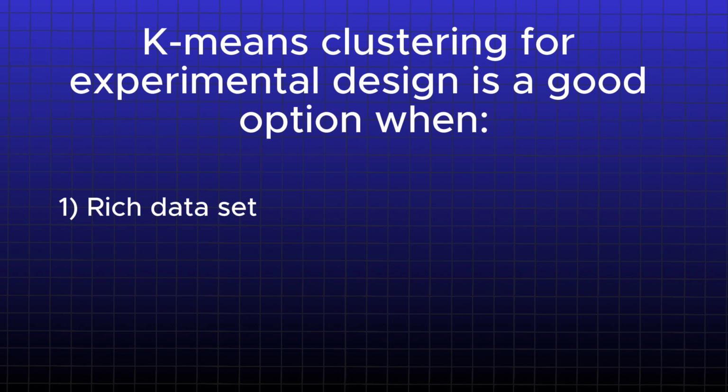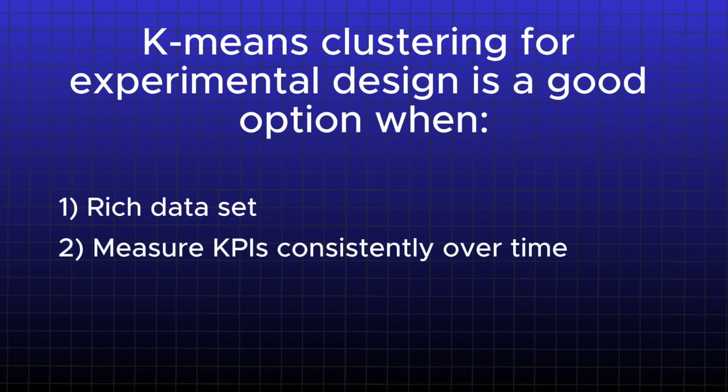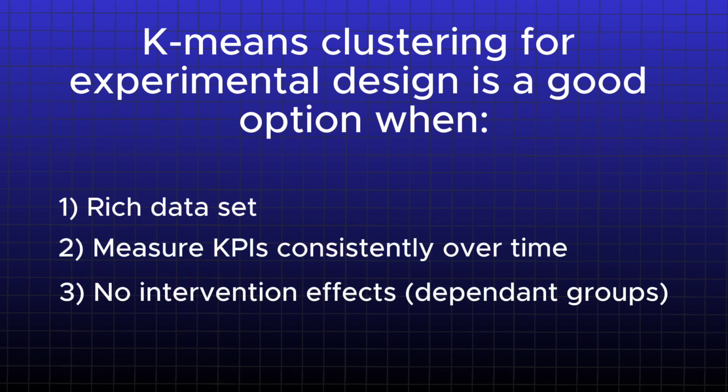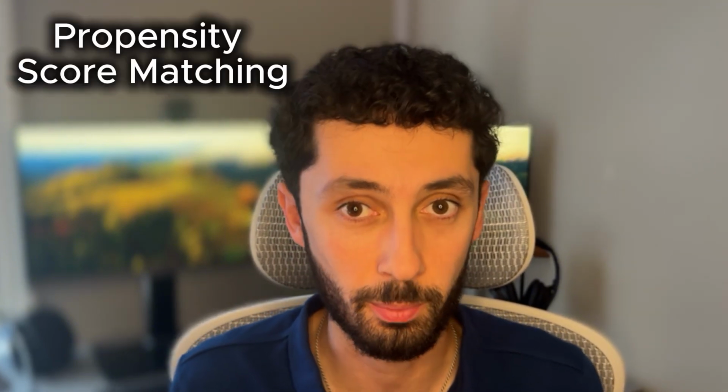So k-means clustering does a really good job at simulating an A/B test without it being a proper A/B test. The only thing is you need to make sure that you have a setup that works for k-means clustering. And what I mean by that is you need to have a pretty rich data set. You need to be able to measure KPIs consistently over time. There can't be any intervention effects where one group could influence the other, and the groups need to be relatively stable over time. K-means clustering isn't the only way to do this. You could also use things like propensity score matching or stratified sampling, but k-means clustering is a pretty powerful option when you have a rich data set.